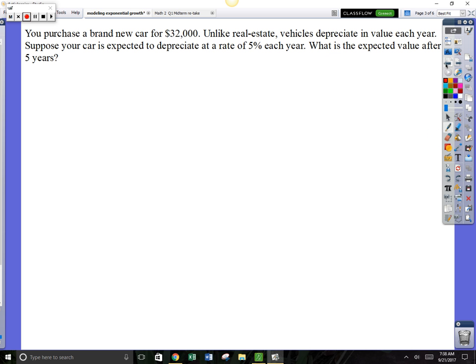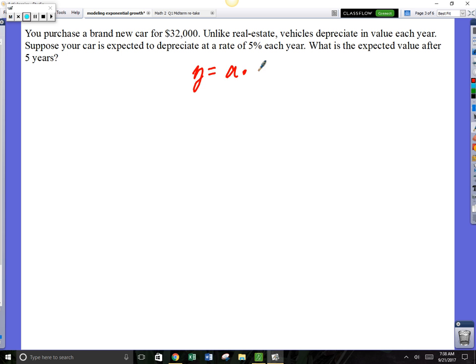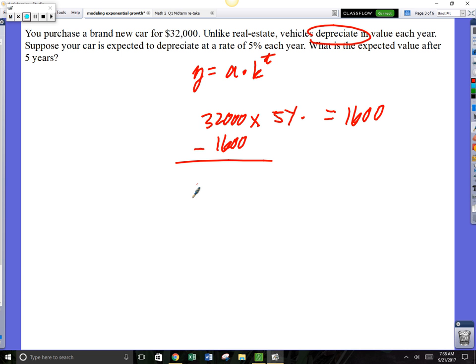Okay, so this one again is not continuous. It's going to happen at a specific moment. And so we're going to use y equals a times k to the t. So I'm going to take my 32 grand and I'm going to times it by 5%. So if you do 32 grand times 5%, that is going to be 1,600 bucks. But now it's depreciating, so we got to take 32 grand minus 1,600. Find your new total. Then your new total, you got to times 5% of that and minus it. So it's going to be way tedious.